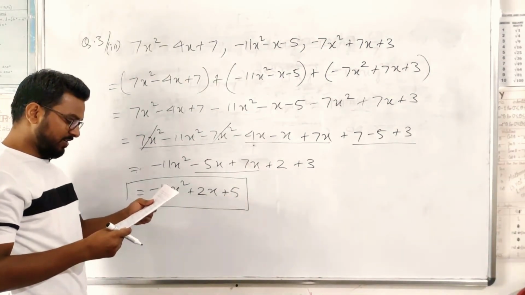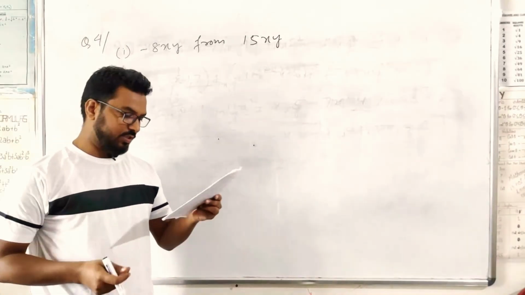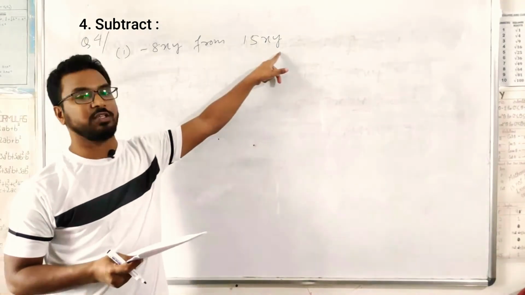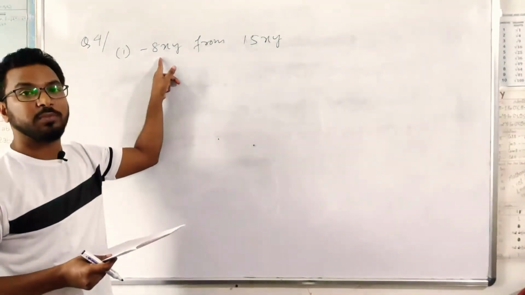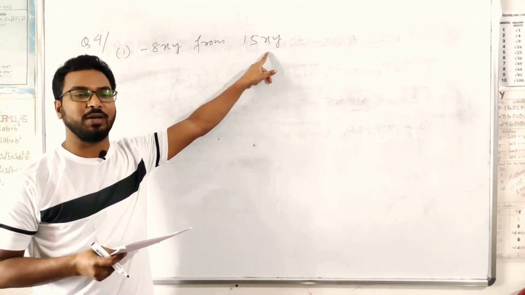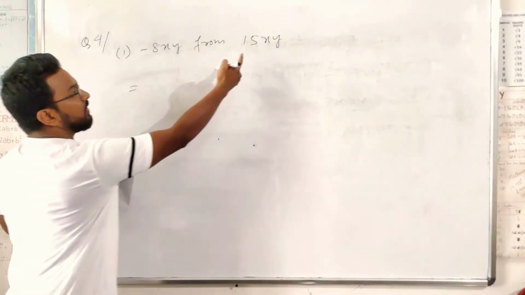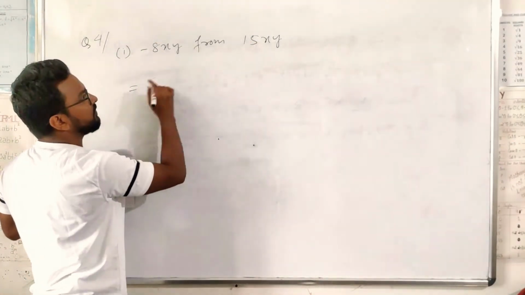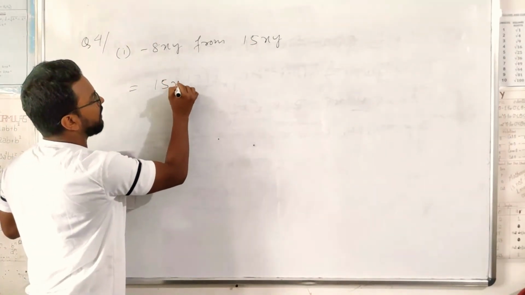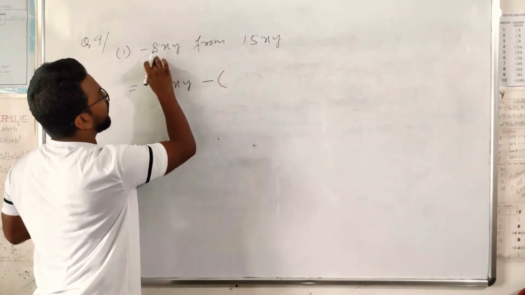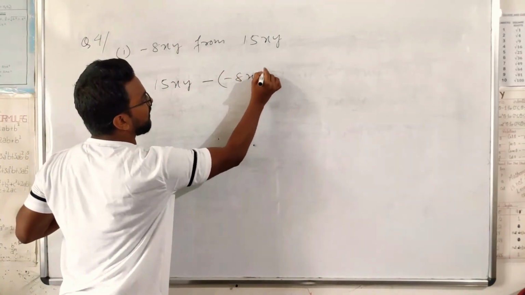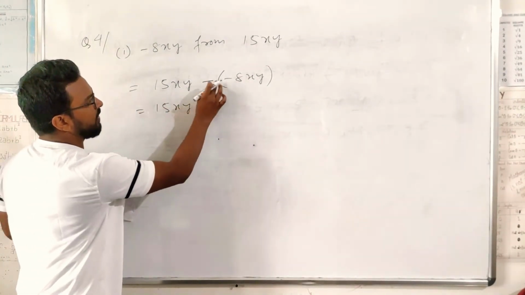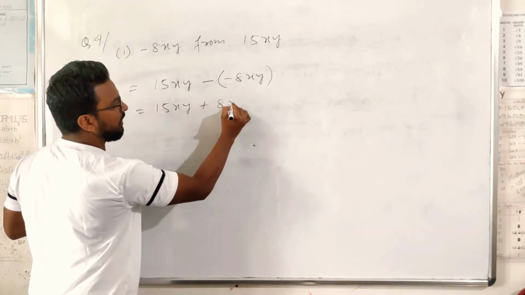We'll proceed to the next question. So our next question is subtract minus 8xy from 15xy. You have to subtract this number from what? 15xy. So what we'll do, we'll write the second term first because you have to subtract this one from this. So from this, you have to write this one first, 15xy, minus, you have to subtract minus 8xy. So 15xy minus minus, it will become plus 8xy.